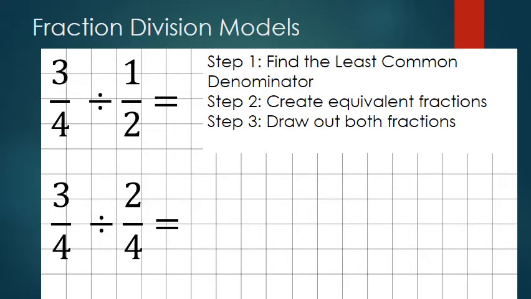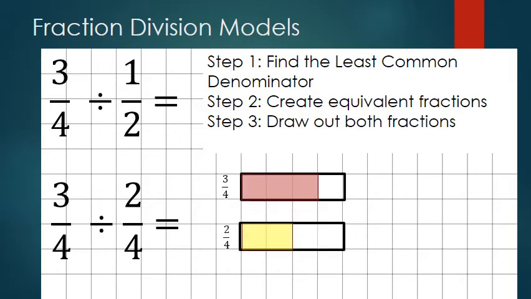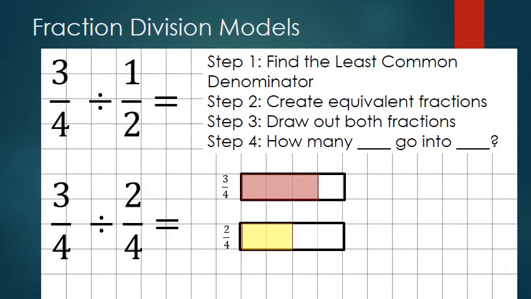In step 3, we're going to draw out both fractions. 3/4 is going to be on the top, and 2/4 is going to be on the bottom. And then the question is, how many 2/4 go into 3/4? With division, we're going to take a look at this. How many 2/4 go into 3/4? So we're going to go ahead and circle this.